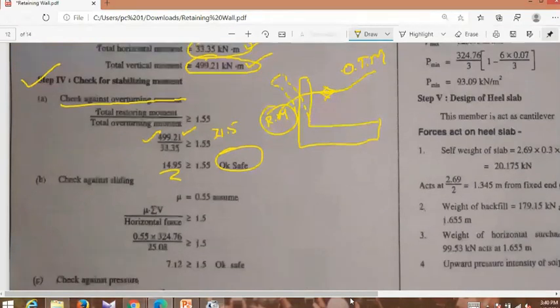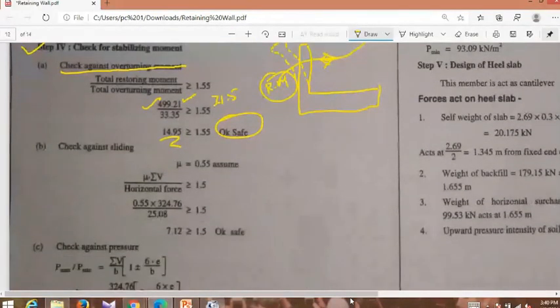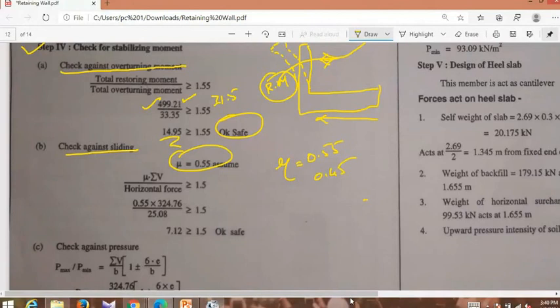The next one is check against sliding, meaning it should not slide off. Okay, due to the application of the load, the retaining wall should not slide off. Here he has not given the value of mu, you can assume it as 0.55 or 0.45, whatever. If he has mentioned, then take it as it is. And we have the formula that is mu into summation of V, divided by horizontal force. Therefore, mu value we have got 0.55.